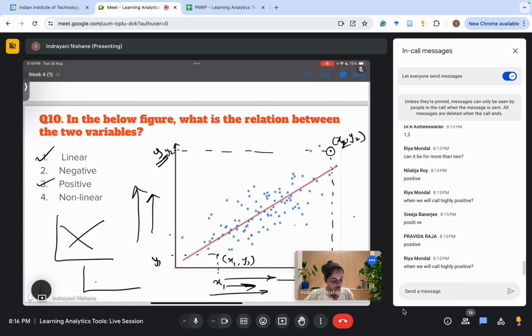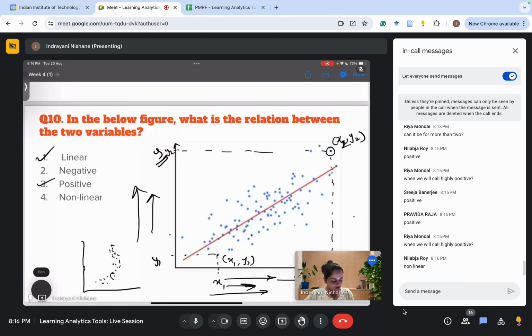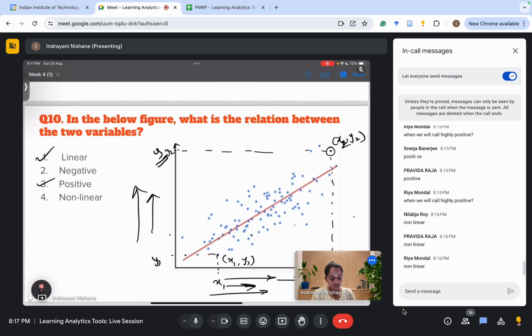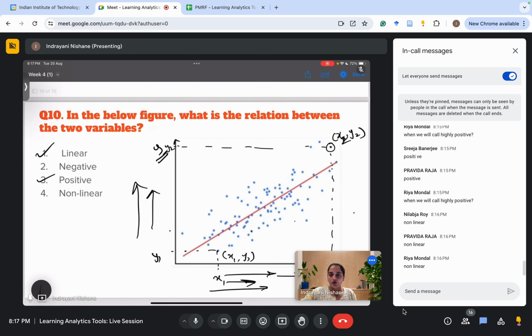And if the data goes like this, then what type of relationship will this be? Non-linear, correct. So that was about question 10.